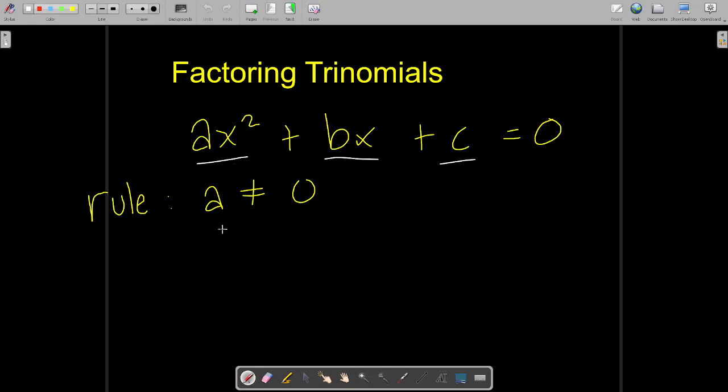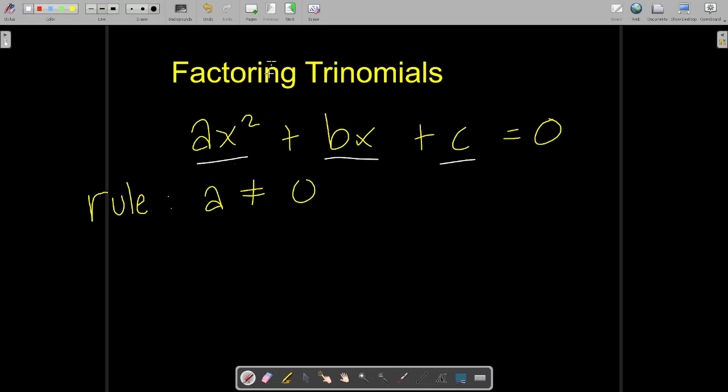The one rule we'll have to apply to a trinomial, or you can say a quadratic equation, is that a cannot be 0. If a is 0, then 0x squared is just equal to 0, plus bx plus c, leaving us with bx plus c. This is a linear equation and not a quadratic equation, nor is it a trinomial.